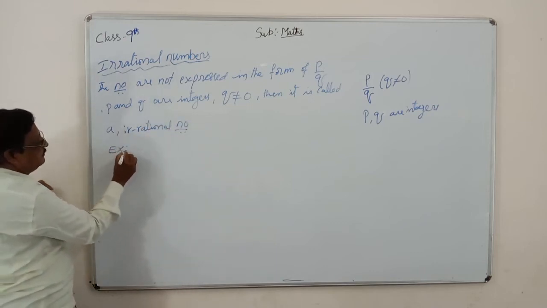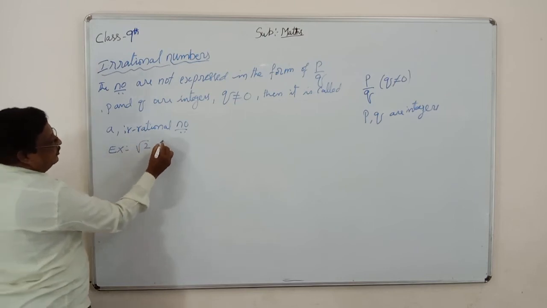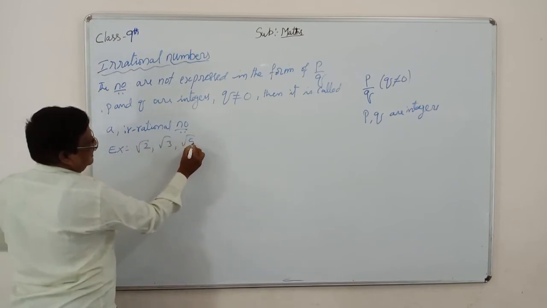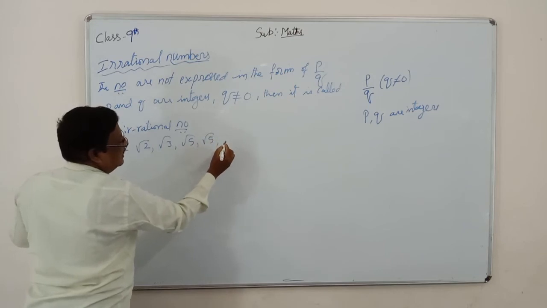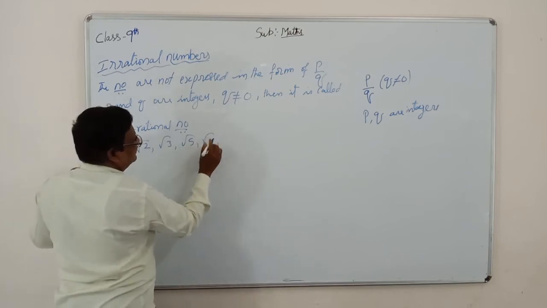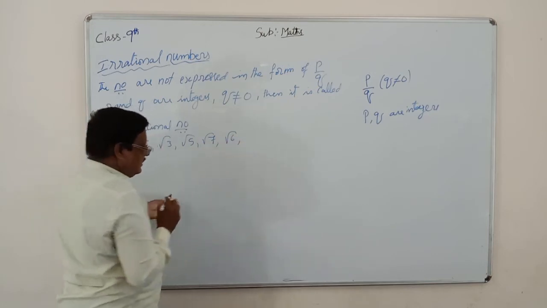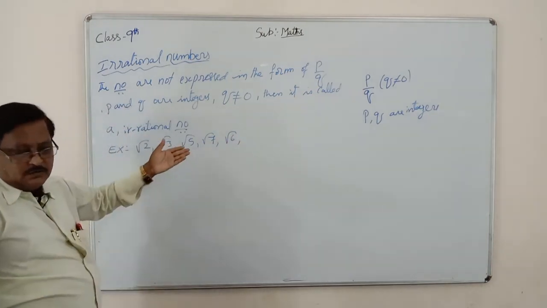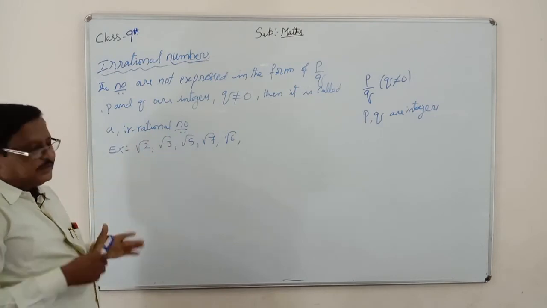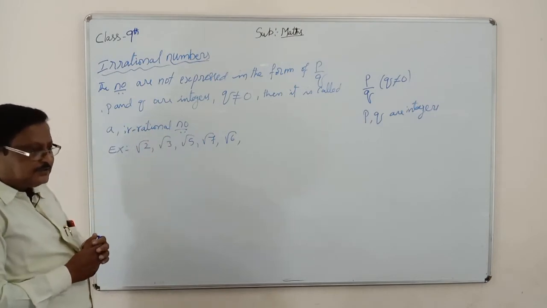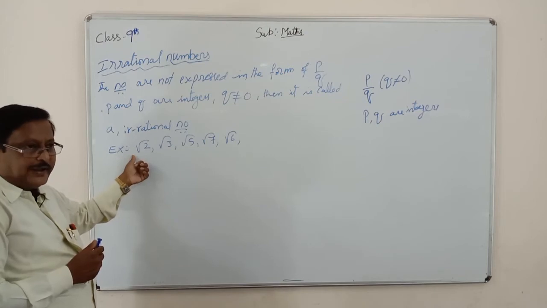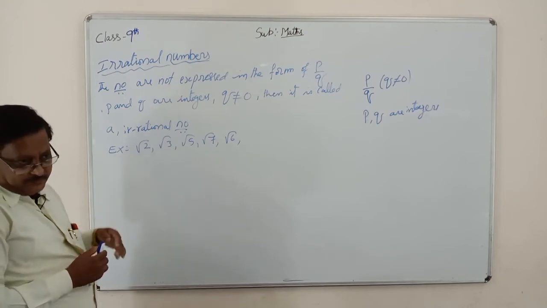Example, root 2 is an irrational number, root 3 is irrational, root 5 is irrational, root 7 is irrational, root 6 is irrational, root 9, 10, 11, 12, 13, 14, like this, these are irrational. Irrational numbers means these do not have a fixed value.